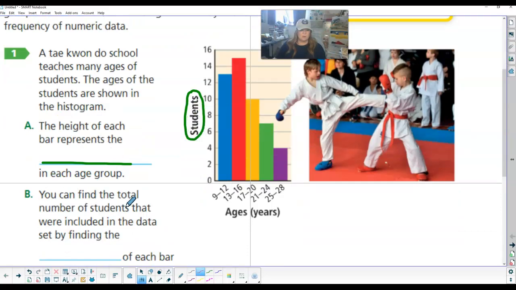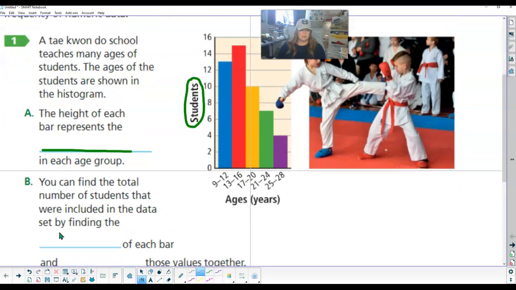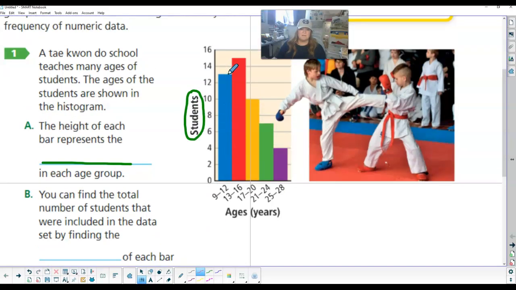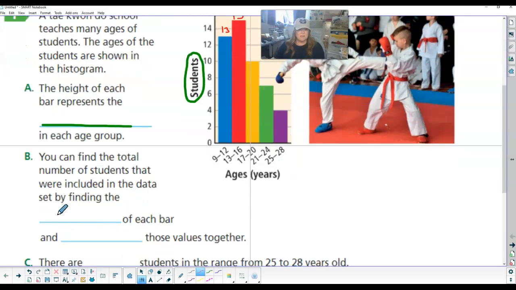You can find the total number of students that were included in the data by finding the value of each bar. So I need to go up. If I find this blue one, I can see that it's 13. This red bar is 15. So once I find the value of each bar, if I want to know all of them together, I'm going to add them all together.